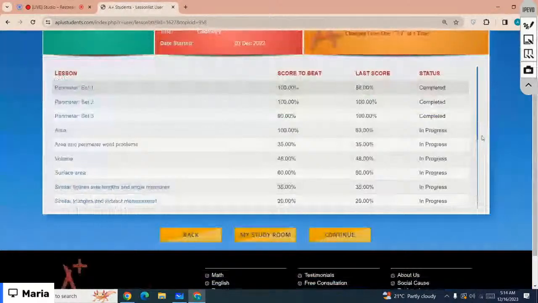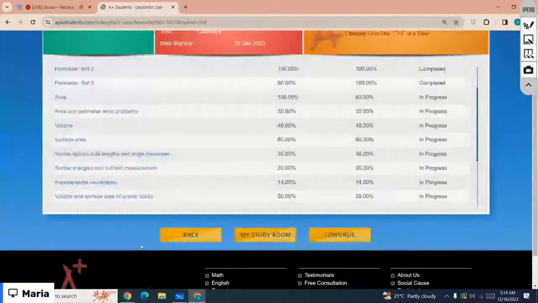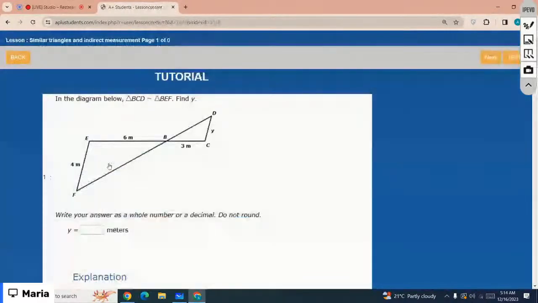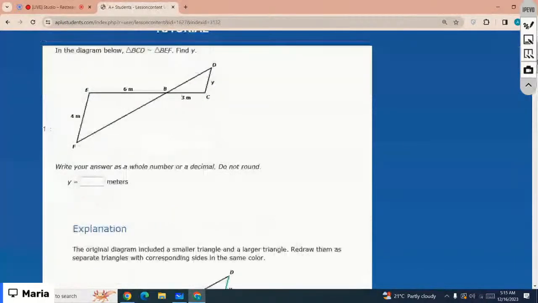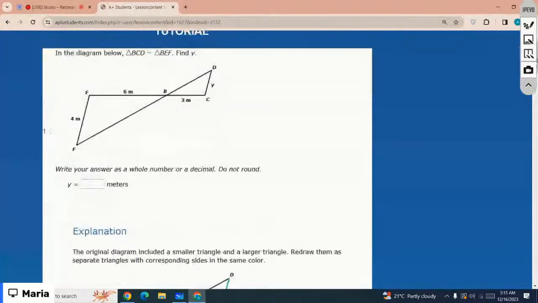The next one is similar triangles and indirect measurement. Let's just start with the next lesson. In the diagram, triangle BCD is similar to triangle BEF. Find the Y.